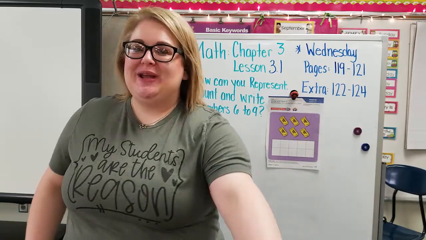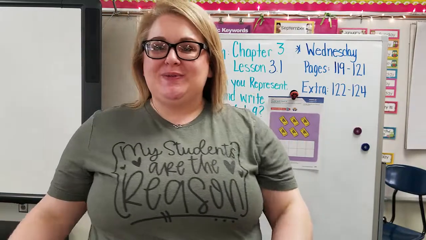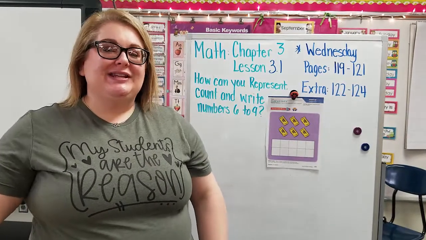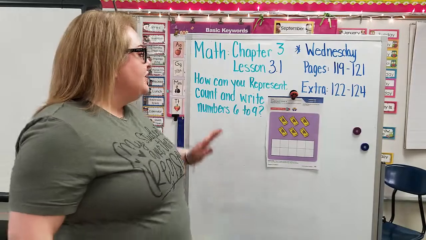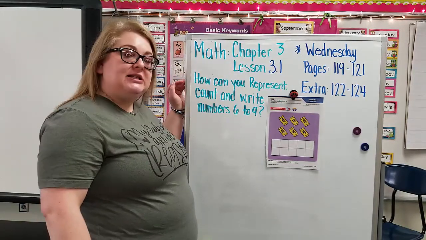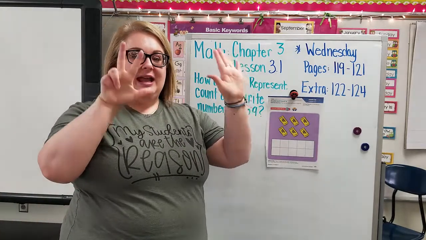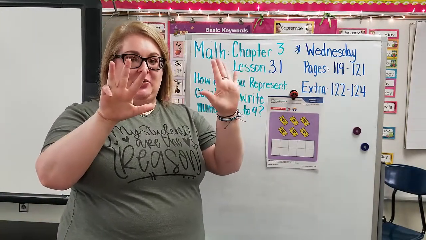So make sure you have your Go Math book, have a pencil, you can grab some crayons today, and we're going to be looking at the number 6. So for chapter 3, we're going to be talking about how can you represent, count, and write numbers 6 to 9. So we're going to be working on numbers 6, 7, 8, and 9, okay?